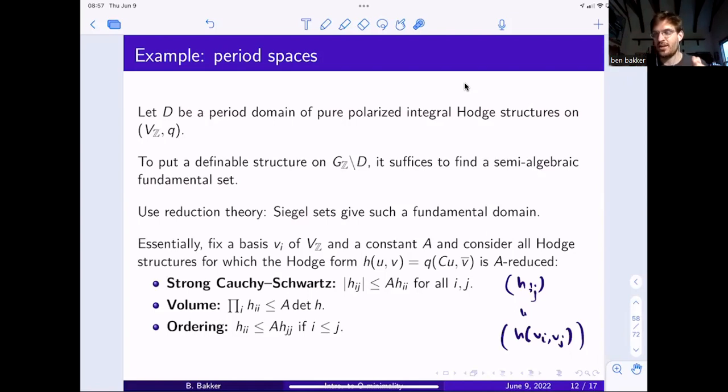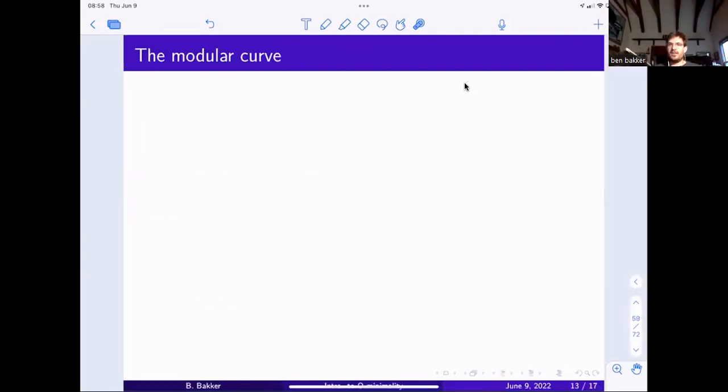It's like you take successive minimal length vectors, okay? And you can imagine that that kind of basis is somewhat canonical. It's not exactly. Anyway, the point is, if I turn that on its head and fix a basis and look at Hodge structures for which the Hodge form is reduced with respect to that basis, that gives me some subset of Hodge structures, which I am claiming is in fact a semi-algebraic fundamental set for the action of GZ. Okay, it's obviously semi-algebraic, so it's really just it being a fundamental set. I'm not even going to try to prove this, but I will work it out in the case of the modular curve, so you can just see what's going on here.